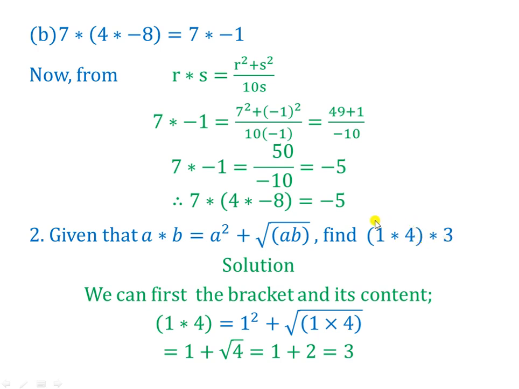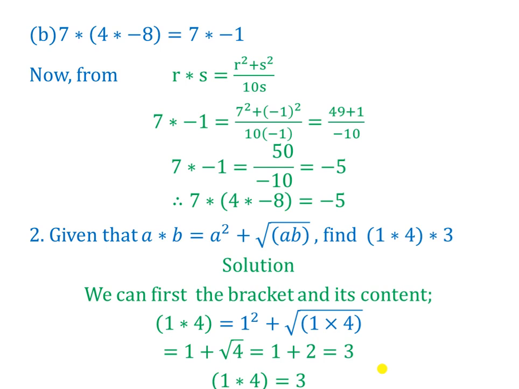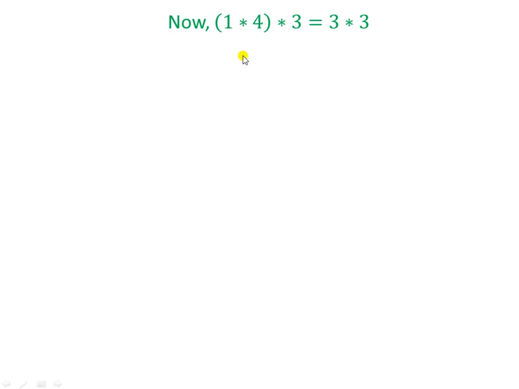Now that we have got all this as 3, all this is now going to be represented by 3, then we can now say that 1 * 4 * 3 is as good as what we have here. So we are saying that 1 * 4 * 3 is as good as 3 * 3. Why are we saying this? Because 1 * 4 was already found as 3. So now we have 3 * 3.